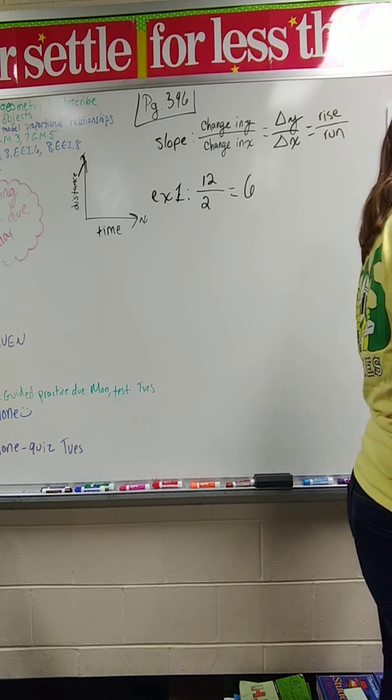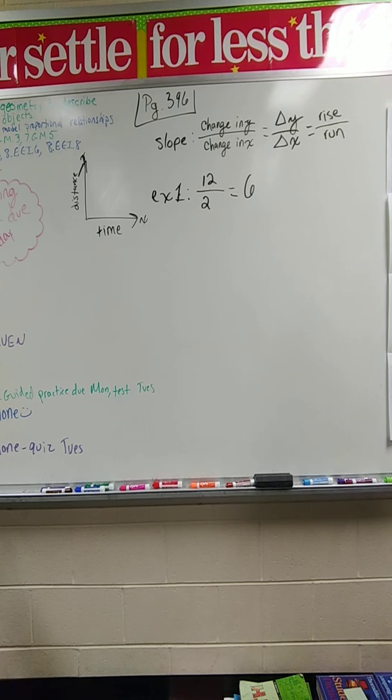If our slope is negative, then our graph is decreasing. That means it is going in a downward direction. Now, it is possible to have a slope of 0. It just goes straight across.